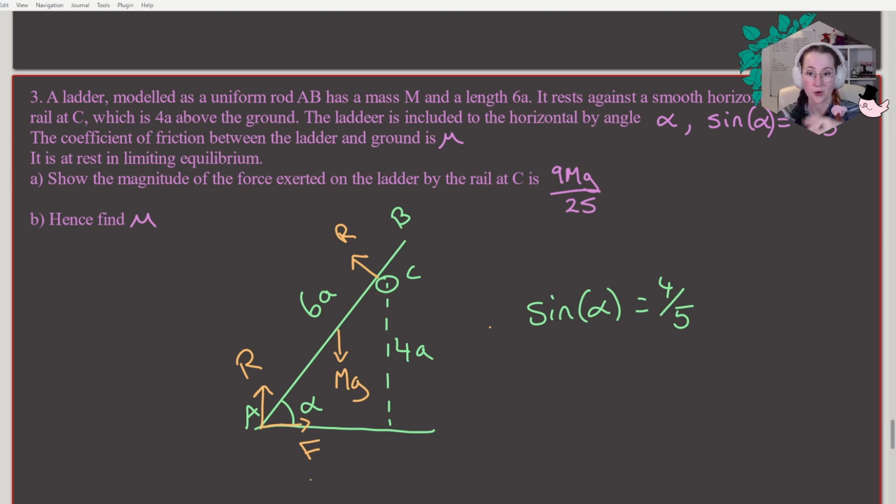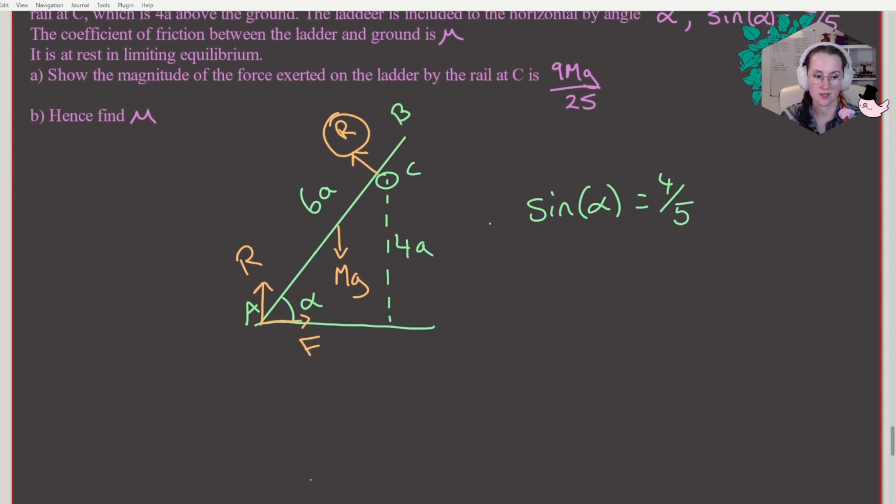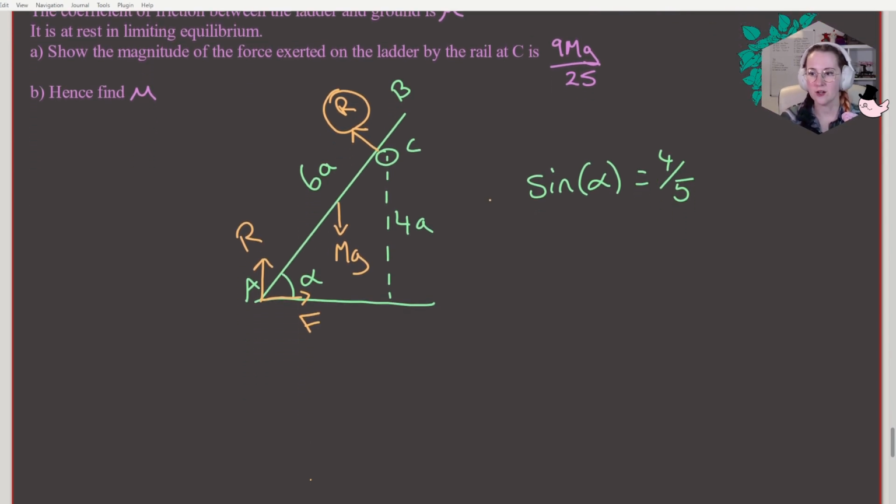So part A of this question is show that the magnitude of the force exerted on the ladder by the rail, which is this one here, is 9 mg over 25. Hence, or otherwise, but we're going to say hence, find the coefficient of friction. So we know a few different things. There are some things we don't know in this system. One of them is, say, this distance here, which we might want to look at. And yeah, there are a lot of forces at play.